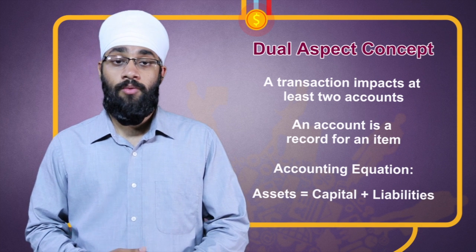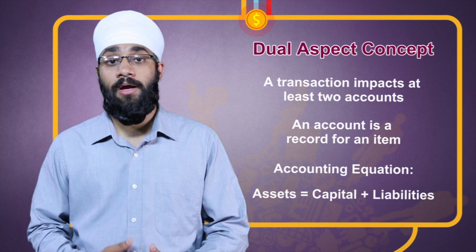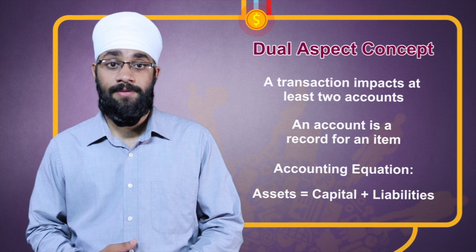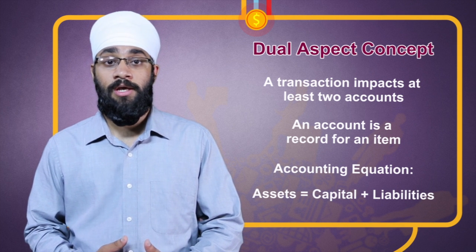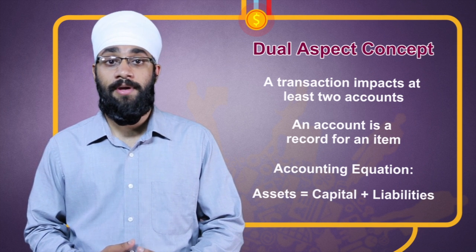Given a transaction, we can identify two or more accounts which a transaction impacts, and no matter what the transaction, this equation always remains balanced. So now we will try and have a proof of dual aspect principle of accounting. The principle is based on a double entry system of recording transactions in the books of accounts, which means that all the transactions impact at least two or more accounts.